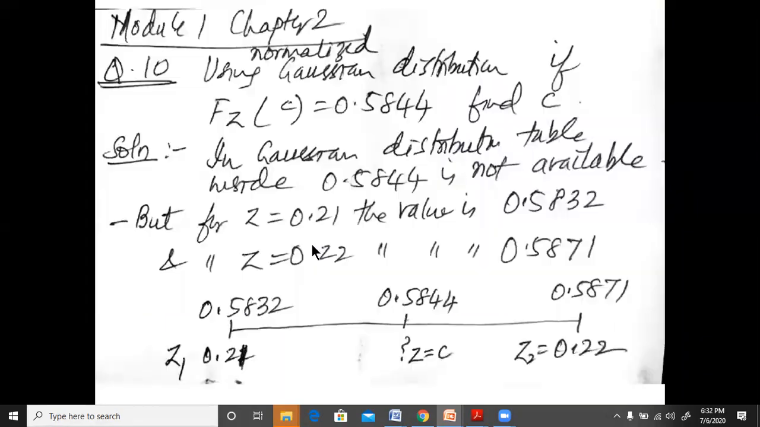Fine. So now let us go to question number 10. Using normalized Gaussian distribution, if FZC is equal to 0.5844, find C. Again, this is for normalized Gaussian distribution. What is given is FZ, and what is asked is to find the value of Z equal to C. So in the Gaussian distribution table, we need to find where this is. 0.5844 is not available to us. So what is available? This value comes between which values is what we need to find out.